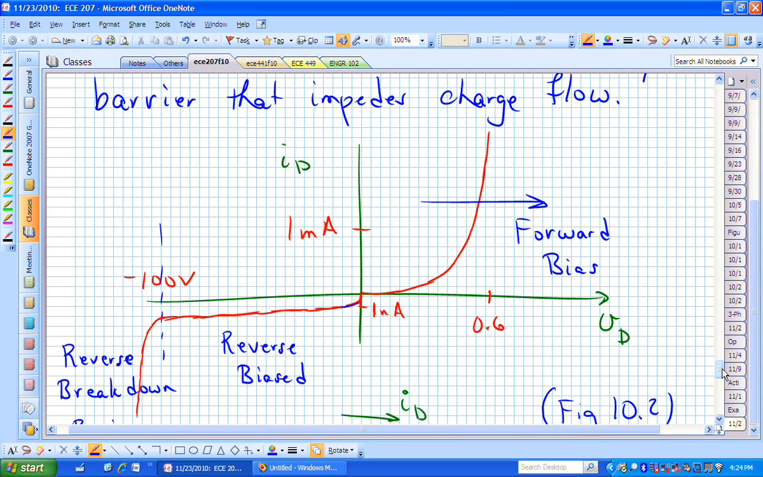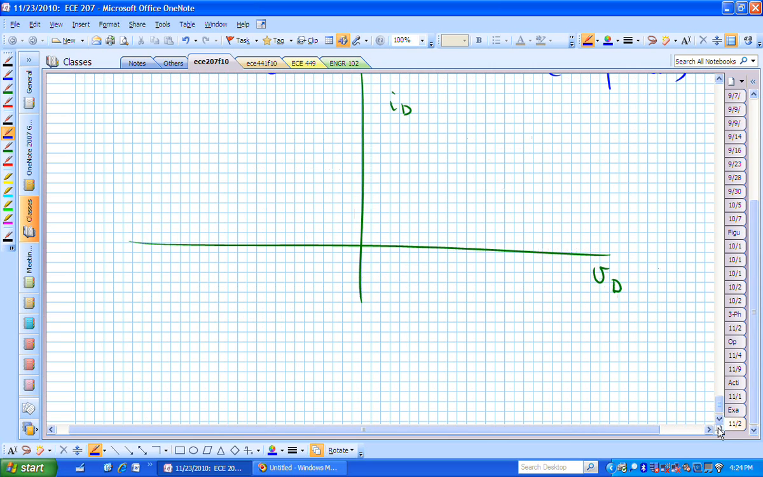Meaning if I positively bias this, I'm going to say, oh, I'm on. If I'm negatively biased, I'm off. Meaning I can support any current you want if I'm forward biased. So that's right here. That's the diode is on. And if I'm reverse biased, I'm right here and the diode is off.